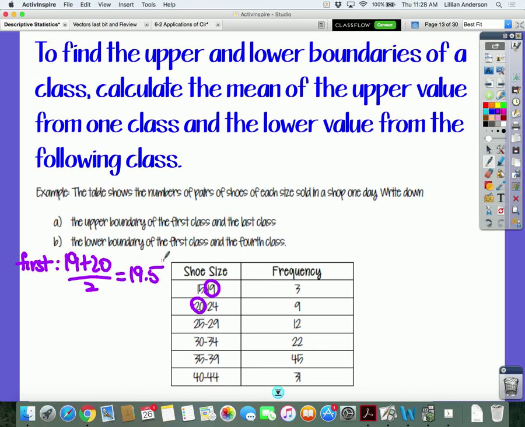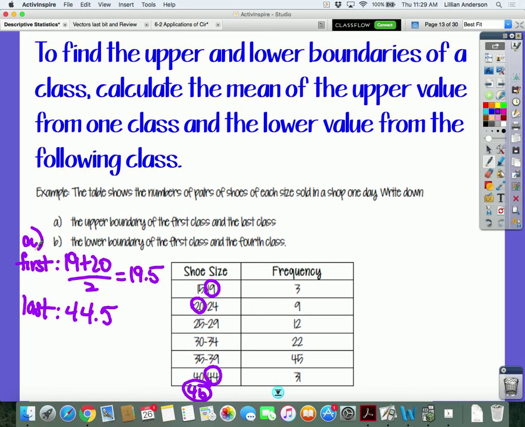And then for the last class, what is the upper boundary? So that means you got to take the upper value of one class and then the lower boundary of the next class. If I were to keep going, what would be the next value? 45. So what's the average between that? You add them up and divide by 2. That is the upper boundary of the first class and the last class.